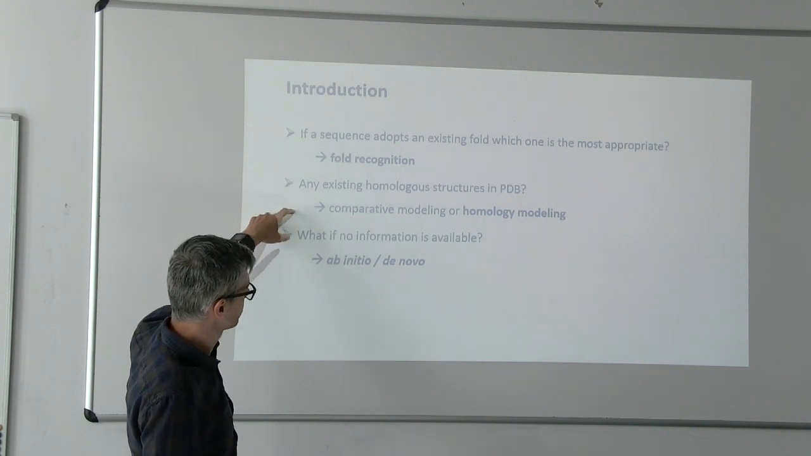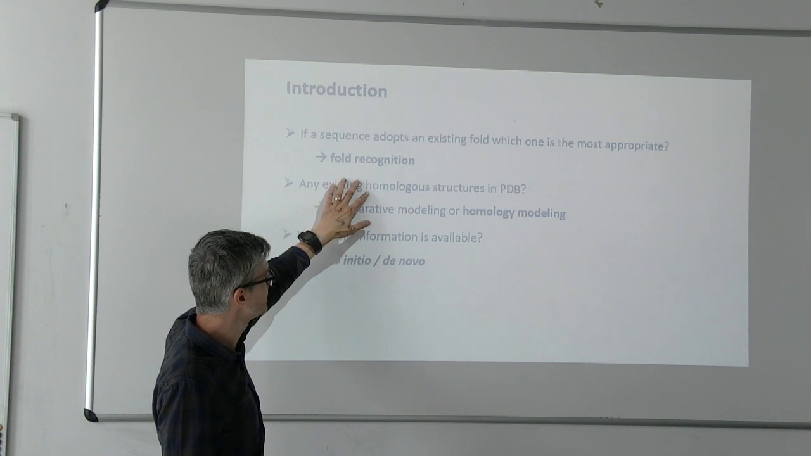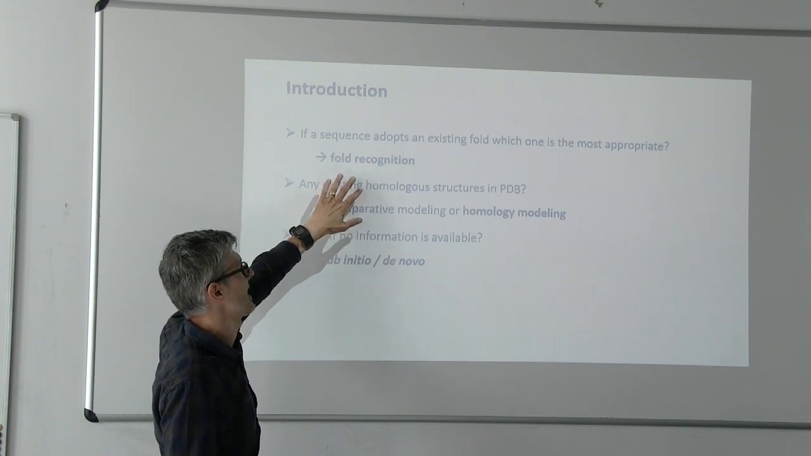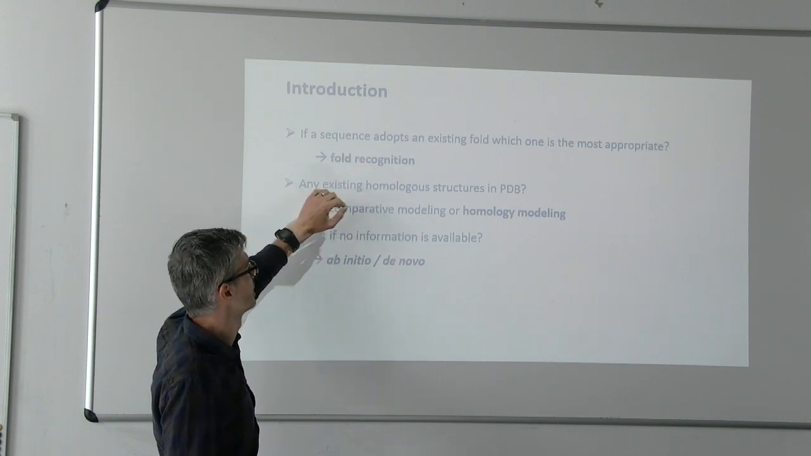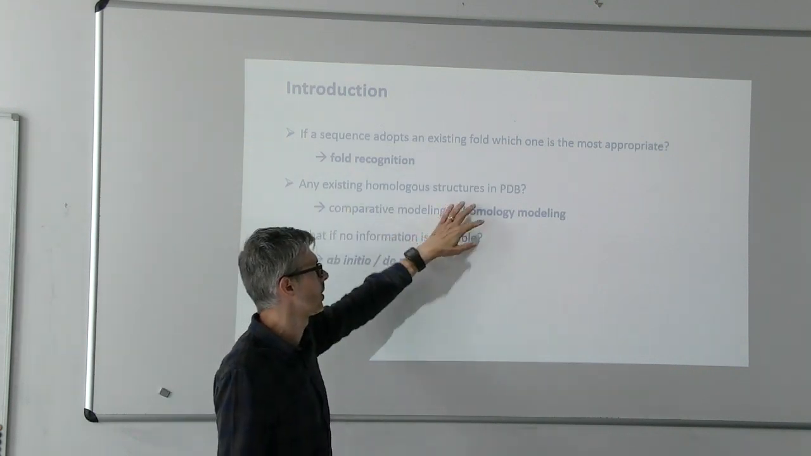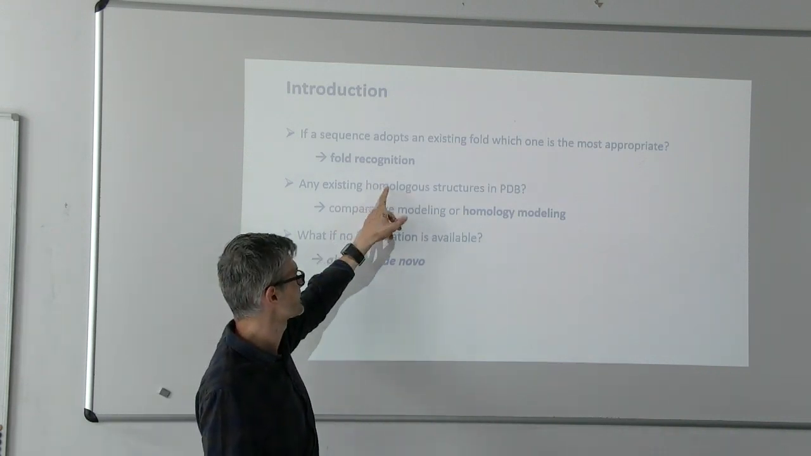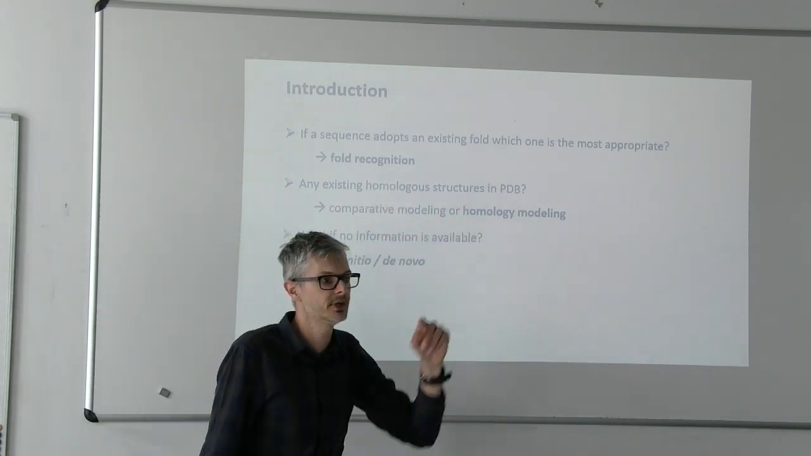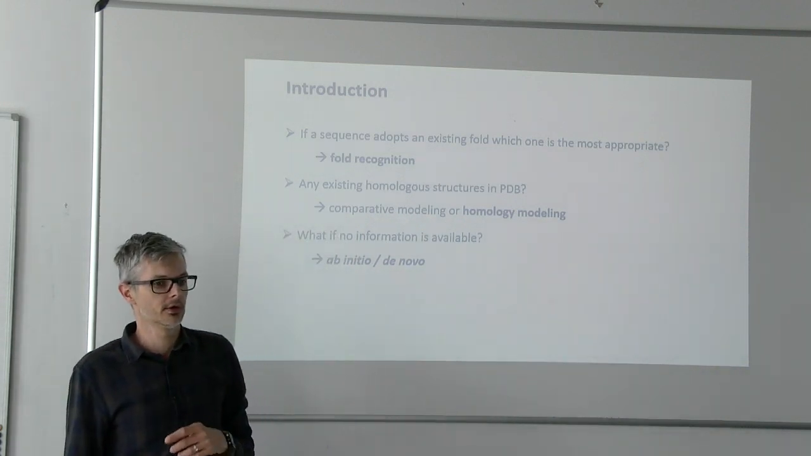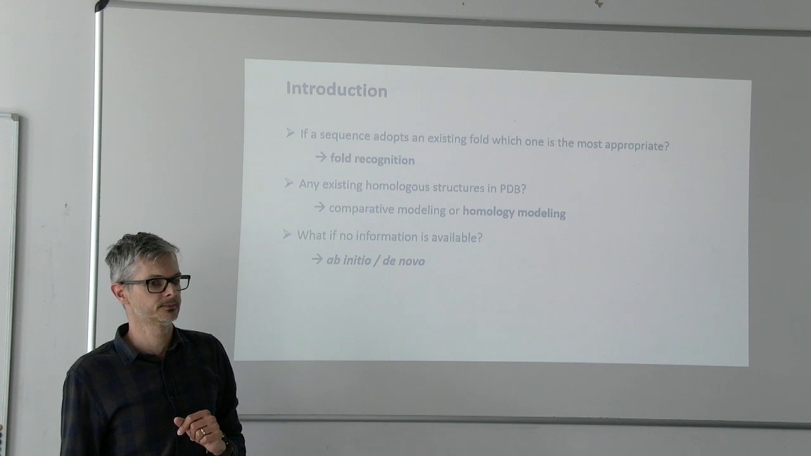The second one, if there is already a structure available in PDB, then you can actually have a look at a homologous structure and do comparative modeling. So comparative modeling, or what we call homology modeling. Let's say you want to have a look if this is possible, a homologous structure in PDB. What would you do? You have your protein sequence, what would you do to find out?